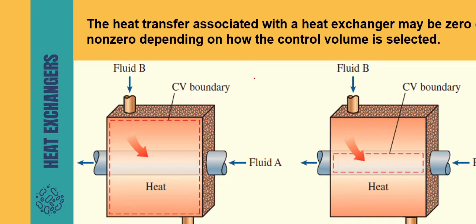Okay, now the heat transfer associated with a heat exchanger can be zero or non-zero depending on how you select the control volume. For example, if you select the control volume to be the entire system, the entire heat exchanger, which consists of the hot stream and cold stream, meaning that your Q here is equal to zero. Why?